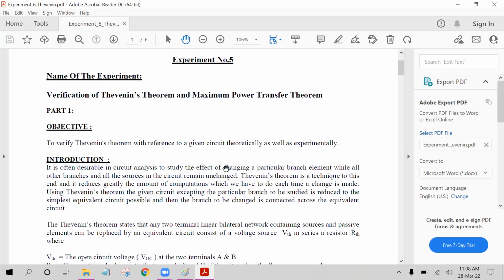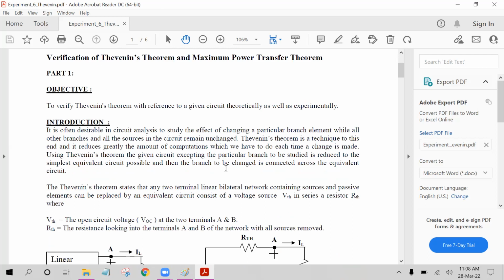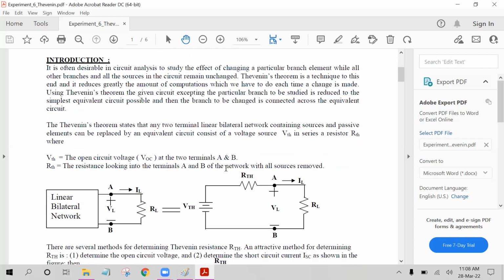Okay, so let us first discuss about Thevenin's theorem. What does it imply? What does it say?